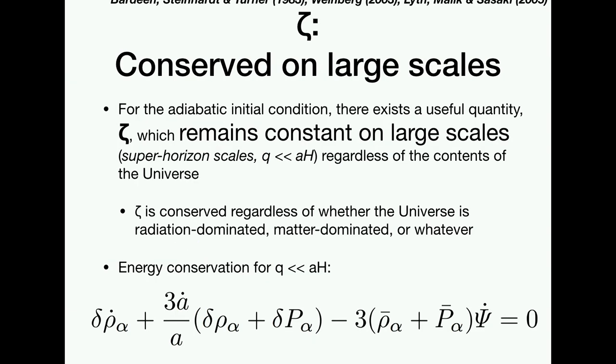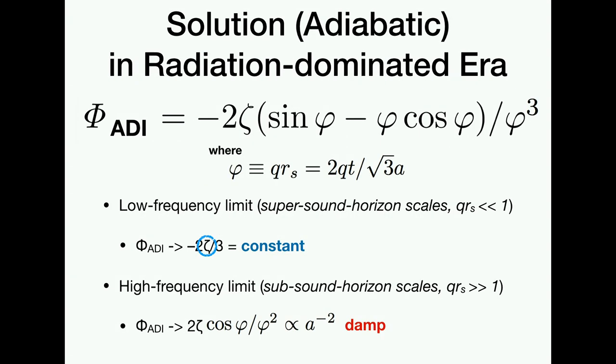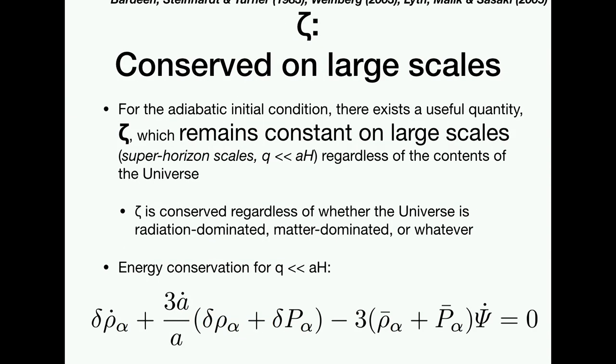What is this zeta? So let's define this zeta here, which I secretly put in here. This is the initial condition. Even better, it's a conserved quantity. And you will probably encounter this zeta many times next week, so let me give you some preparation for that. Gravitational potential is independent of time during the radiation era on superhorizon scales. Similarly, gravitational potential is independent of time on superhorizon scales during the matter era, but it changes value from the radiation era to the matter era. So it's not a conserved quantity. The zeta is conserved regardless of the contents of the universe.